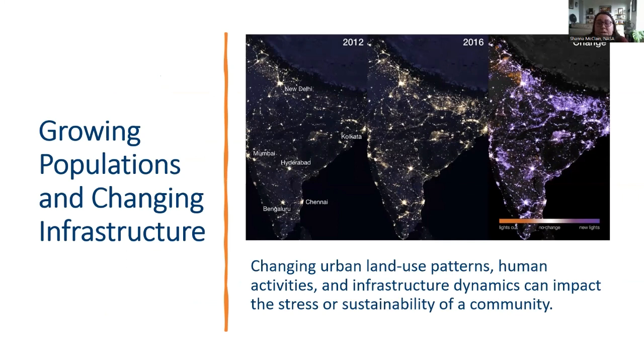And so here we see imagery from Black Marble, which allows us to see changing land use patterns, changing human activities, and the dynamics of infrastructure that are changing over time, where places are being built, where they're collapsing overnight, and, after people have been displaced, where we can see illegal mining operations take form. And so we can see when the lights are on, when they're off, and for how long they're off, which can also help us understand stress or sustainability of communities around the world.